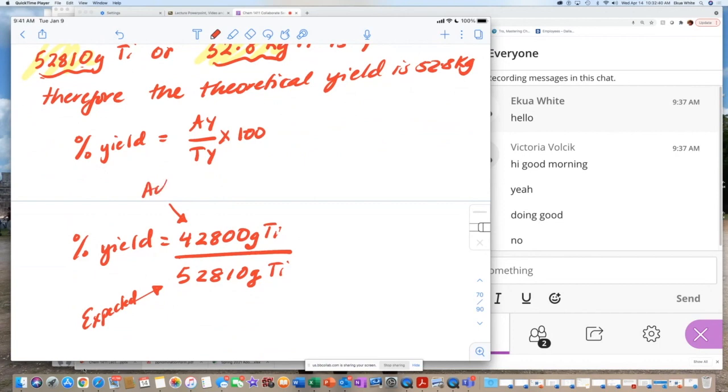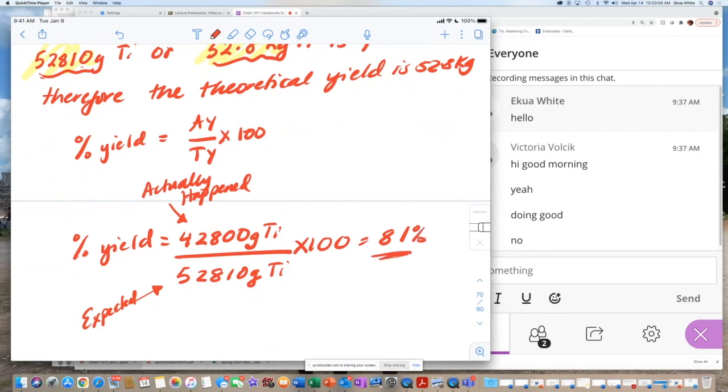Okay, expected. This is what actually happened. Okay, so what actually happened is less than what was expected, times 100. Let's see what we're doing in percentages. So it's 42800 divided by 52810. Okay, so I'll say 81% is not that bad, right?